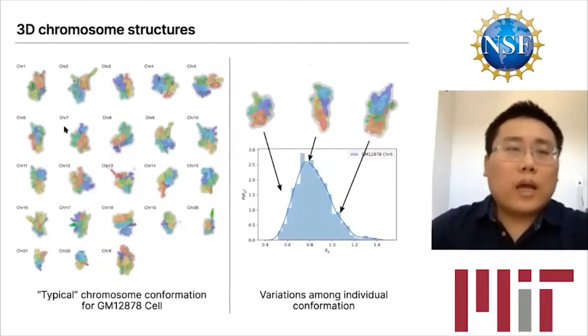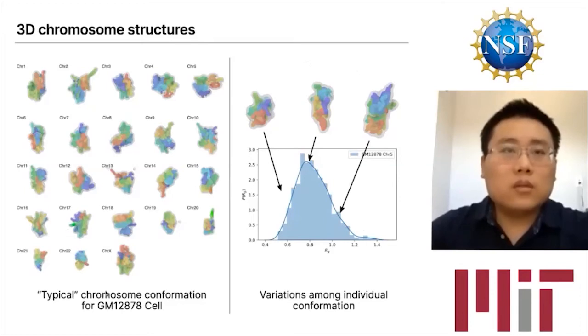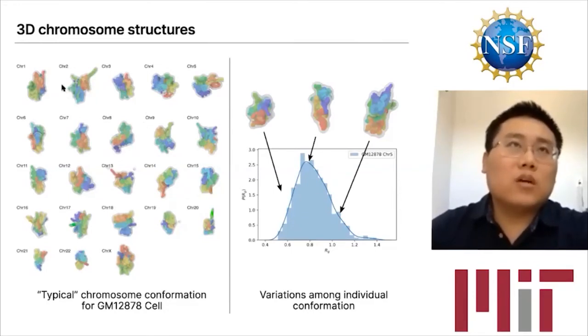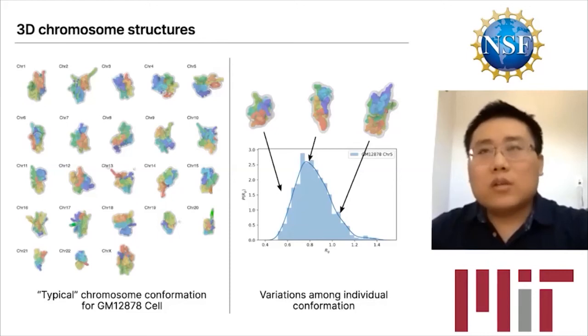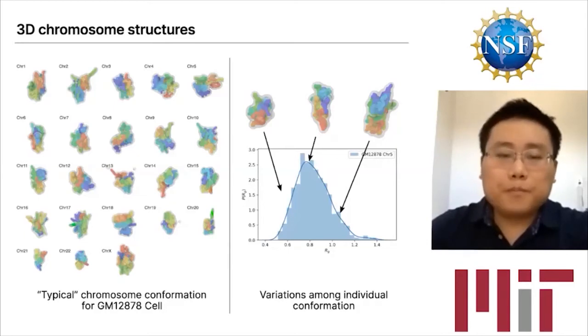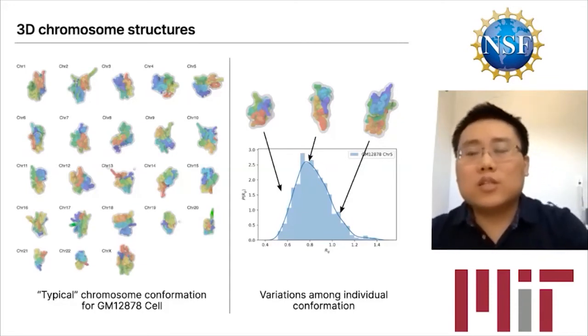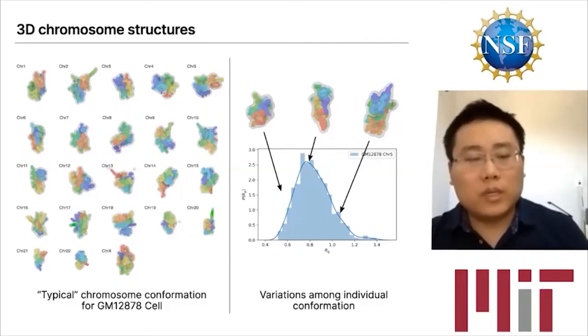So here, this is the typical chromosome conformation for this particular cell type. The radius of gyration of each structure is the average value of that ensemble. However, you can also look at the variation of the Rg. This is the distribution of the radius of gyration Rg for chromosome 5 for this cell type. And as you can see, some individual chromosome conformations have a much larger value of Rg than the others. This suggests that there's a large variation among individual conformations.